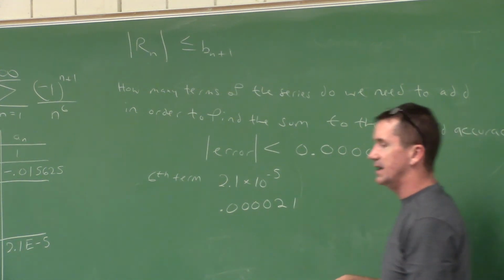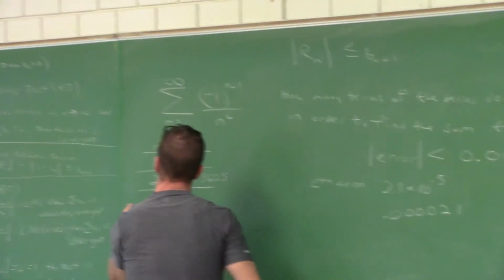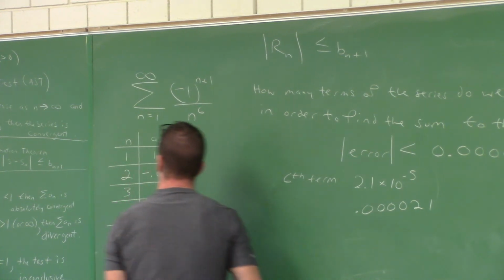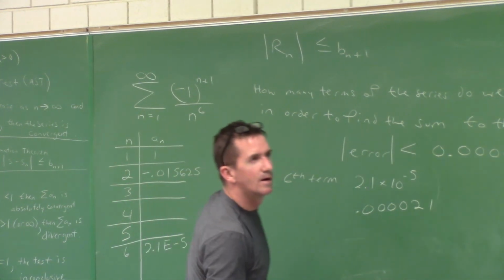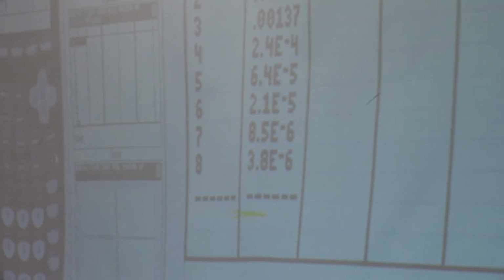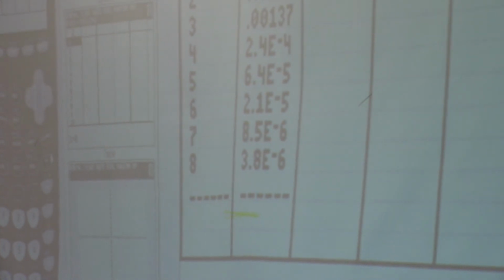Well, according to the remainder theorem, what we're going to do, hey, can you read those other numbers to me real quick? What were these other numbers? What was 3? 3 was 0.001 through 7. That'll work. 4th term, 2.4 e to the negative 4. 5th term, 6.4 e negative 5.